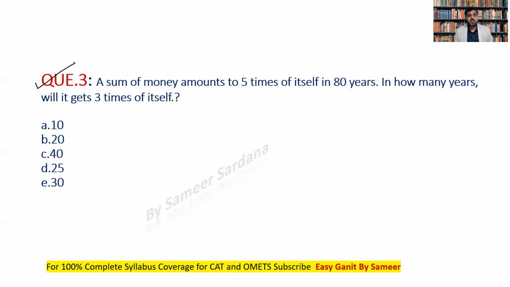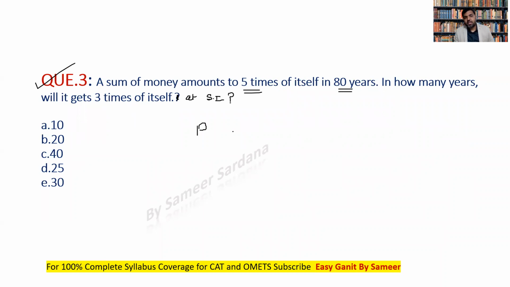Now let's look at question number 3. A sum of money amounts to 5 times of itself in 8 years. In how many years will it get 3 times of itself at simple interest? This is a question of simple interest, guys, right? We'll do a similar question for compound interest also, right? See, guys, one thing you need to keep in mind is every year the simple interest value remains the same, right? In the first example, you can see that every year the simple interest value remains the same, right?